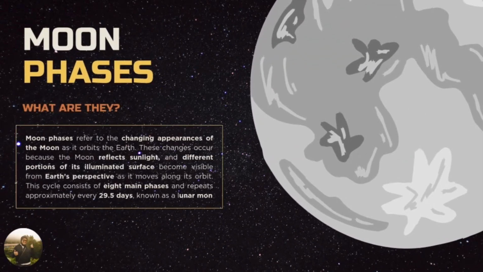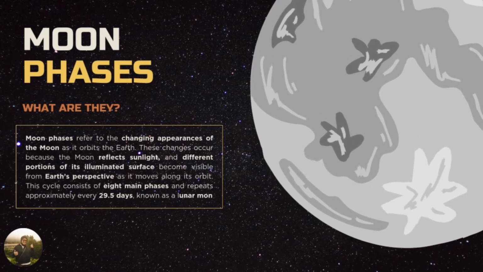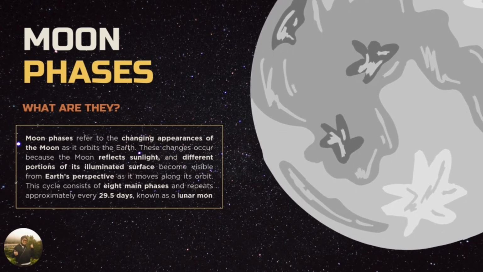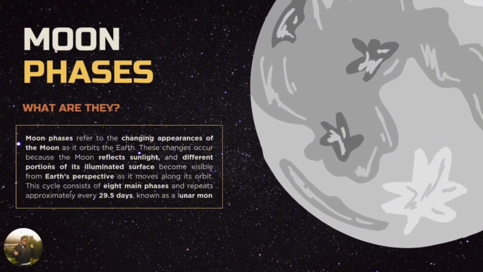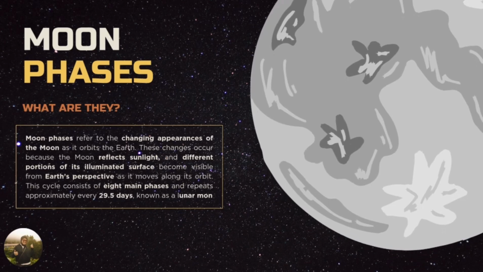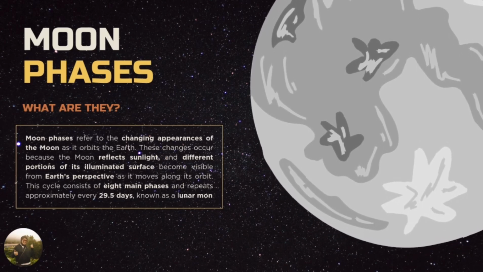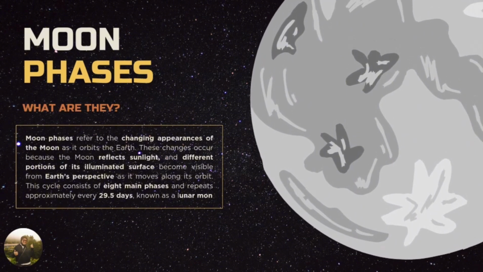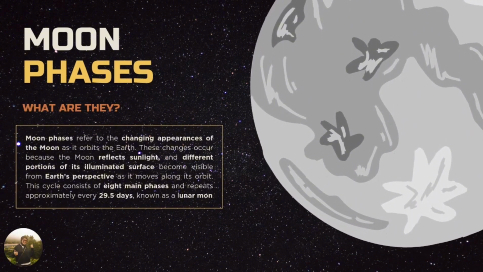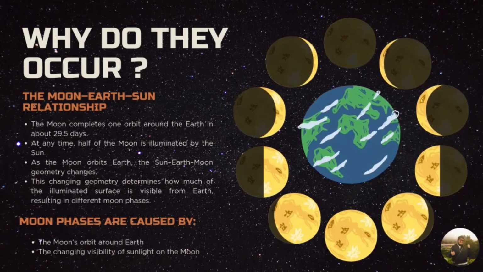Moon phases. What are they? Moon phases refer to the changing appearances of the Moon as it orbits the Earth. These changes occur because the Moon reflects sunlight, and different portions of its illuminated surface become visible from Earth's perspective. As it moves along its orbit, this cycle consists of main phases and repeats approximately every 29.5 days, known as a lunar month.